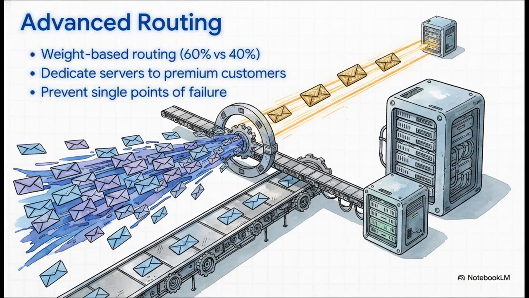Oh, and you can get even more advanced. You can do weight-based routing, so you could tell Nginx to send 60% of your traffic to your beefiest server and maybe just 40% to a smaller backup. You can even configure it to spot where a request is coming from and instantly route your VIP or premium customers to a completely dedicated, ultra-fast server replica while everyone else uses the regular ones. It's the ultimate way to prevent a single point of failure.